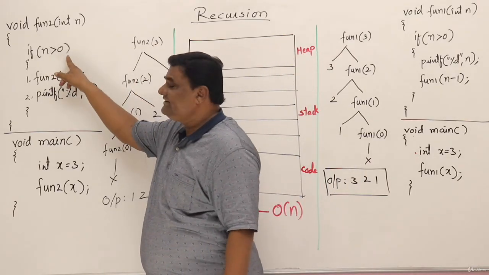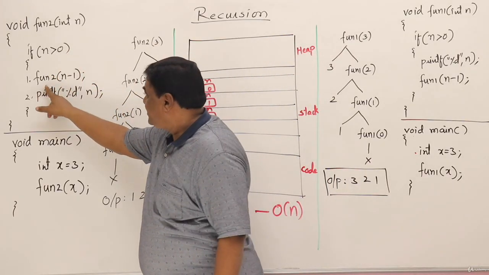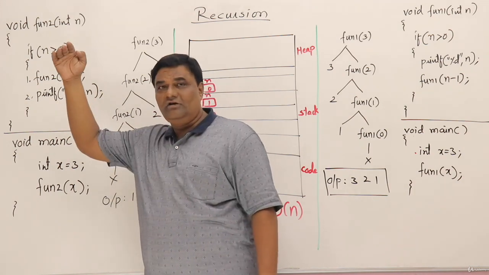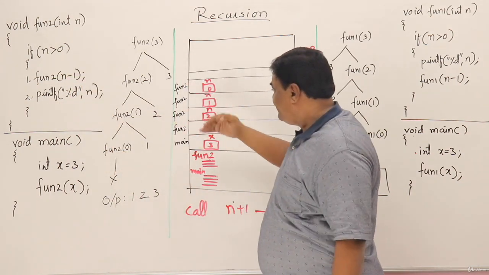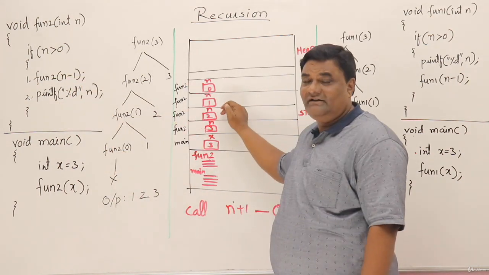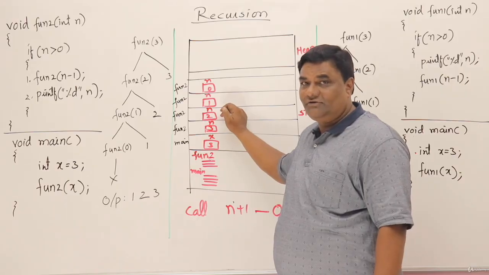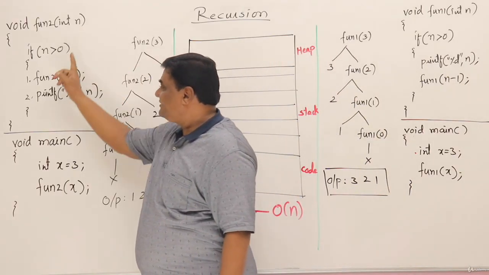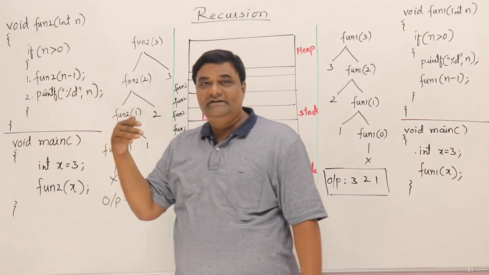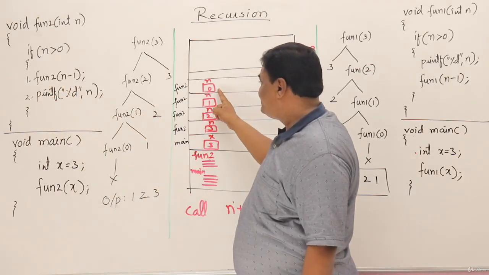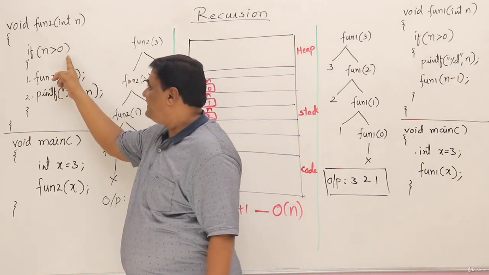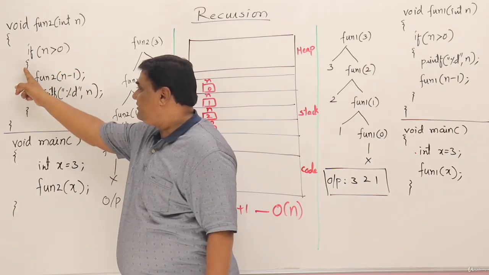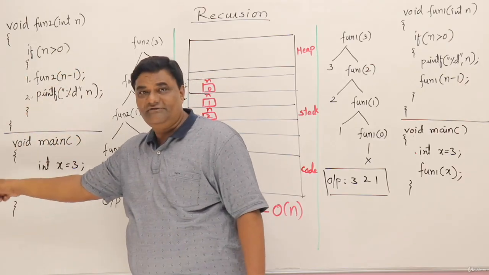Now, is n greater than 0? Yes. Then call again, so again it will call with n minus 1. A new call will create this activation record with n equal to 2. Then again it will call, then again it will call. See, because the first statement is the call, it's calling itself every time. When n is equal to 0, 0 is not greater than 0, so it will not enter the if block and will come out of the function.